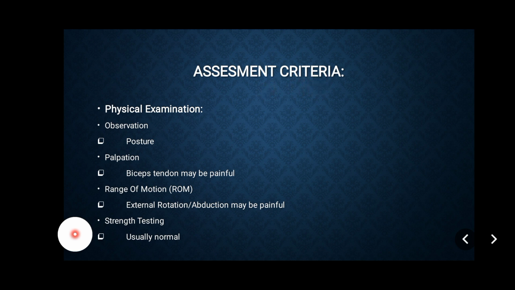Now we will look at the assessment criteria. First, we will do the physical examination. When the patient comes to your clinic, first we will observe their posture. Is the posture normal or not? Then we can perform palpation. Biceps tendon is mostly painful in this condition. Then we will move on to the range of motion: external rotation and abduction may be painful, and strength is usually normal in this condition.